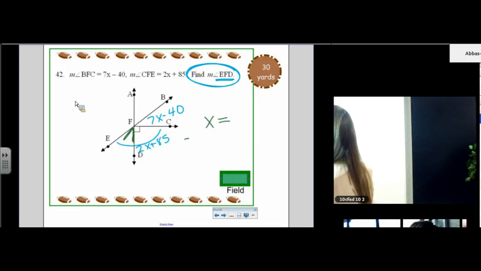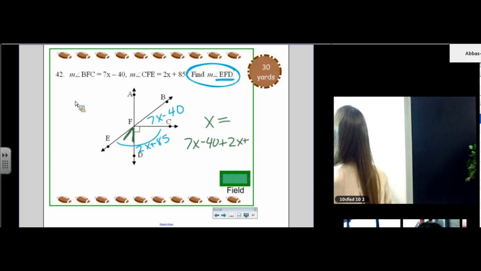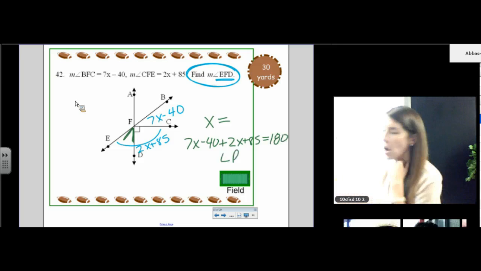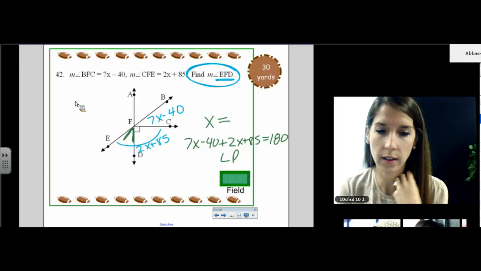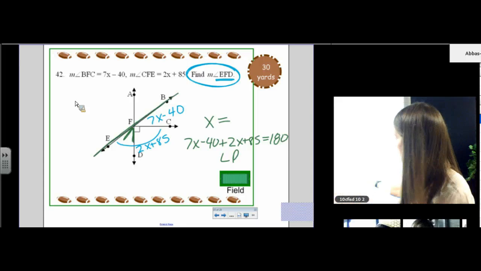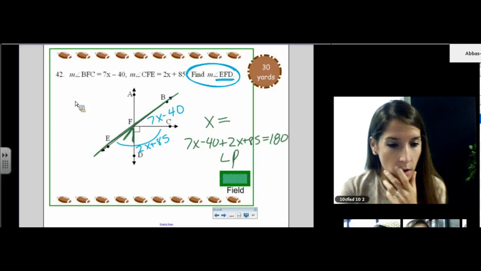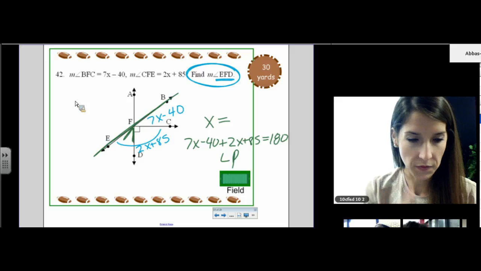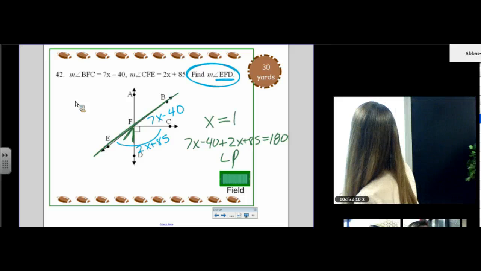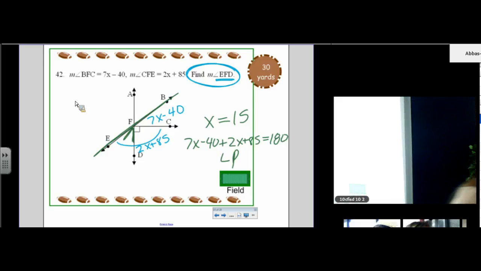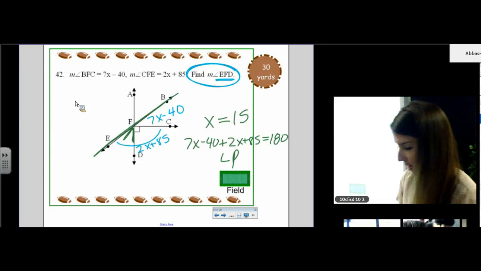What was x? Hopefully you did 7x minus 40 plus 2x plus 85 equals 180, because that is a linear pair. Those two angles are a linear pair. Here's the line. They're a linear pair. So what did y'all get for x? 15? And then you have to plug it back in. So 7 times 15 minus 40.